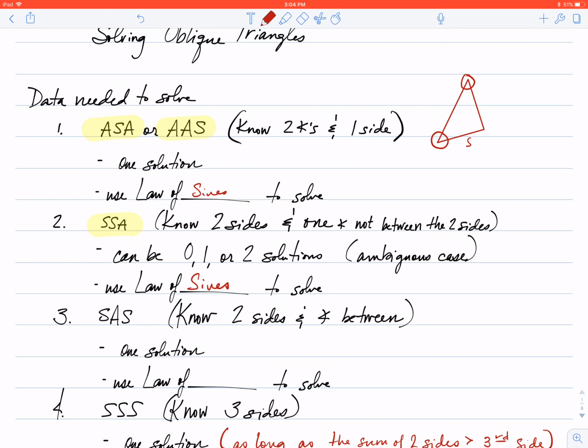I actually have a chart that you can use for solving the ambiguous case, and this is something that we'll be talking about later.